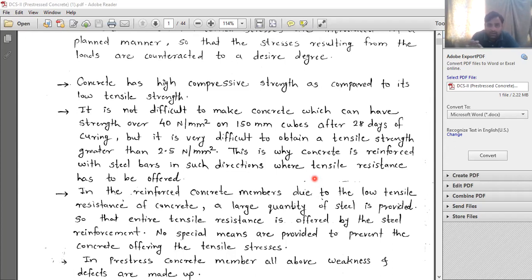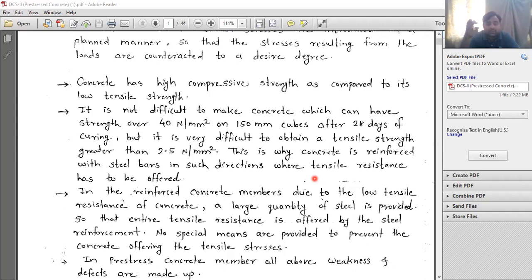So the key points here, I will tell you the key points. What are the key points? First thing is concrete is strong in compression, very weak in tension. We can achieve a compressive strength of over 40 Newton per mm square, but we cannot achieve a tensile strength of more than 2.5 Newton per mm square. That is why we always provide steel in heavy quantity in any member with the concrete so that it can offer the tensile resistance. These types of things we do in our normal concrete.